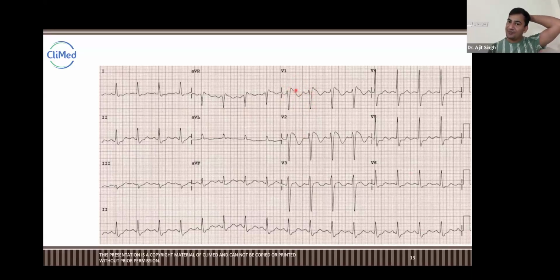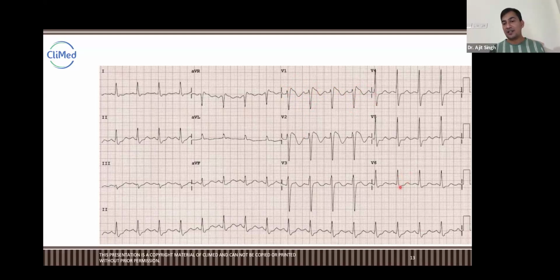Here it is, M. See? Here, here, see here. From here to here, this is M. Okay, and it starts from the inverted. M is always on the upper side, and W is always on the lower side.